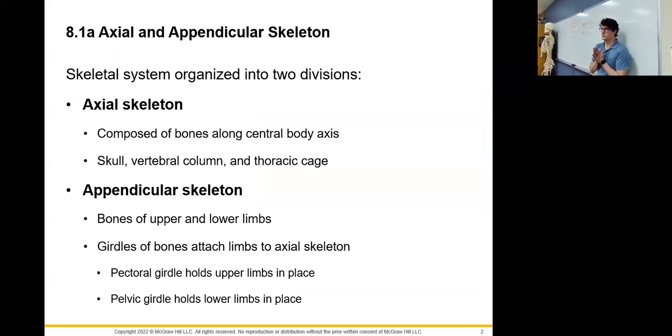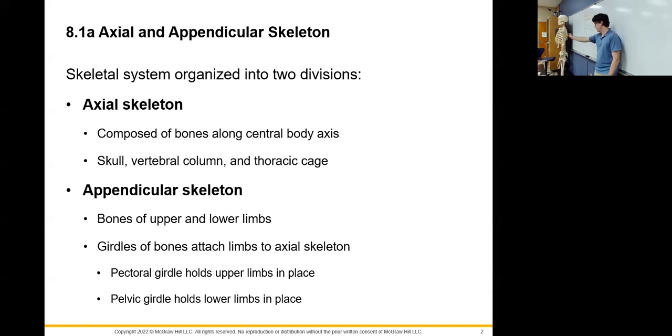All right. So we've got the axial skeleton and the appendicular skeleton. The axial skeleton is going to be the portion of the skeleton around the body's main central axis. Okay, so that's to say your skull, your vertebral column, and the thoracic cage. So your rib cage, your sternum, thoracic vertebrae, and all that.